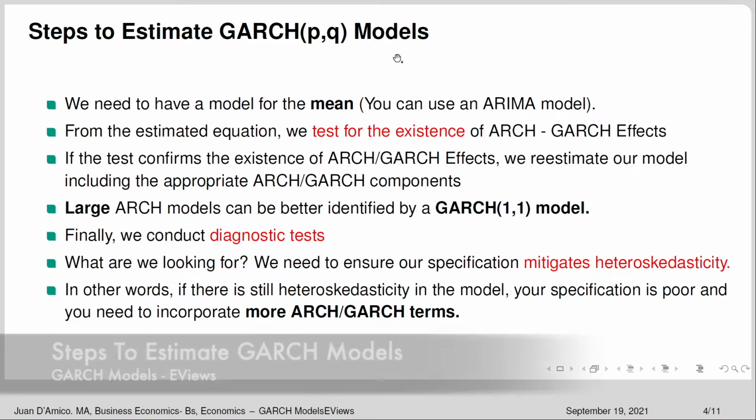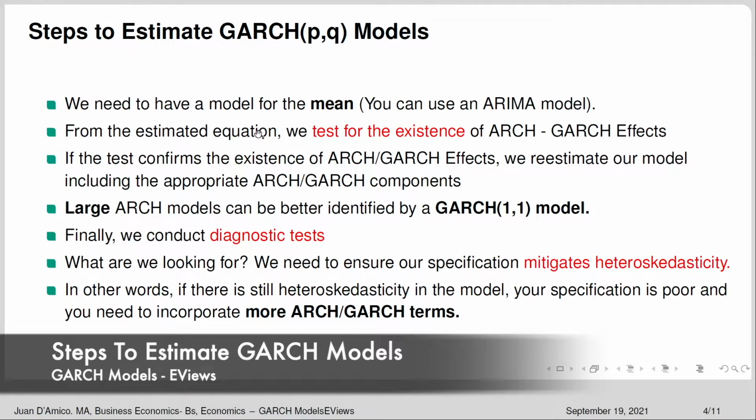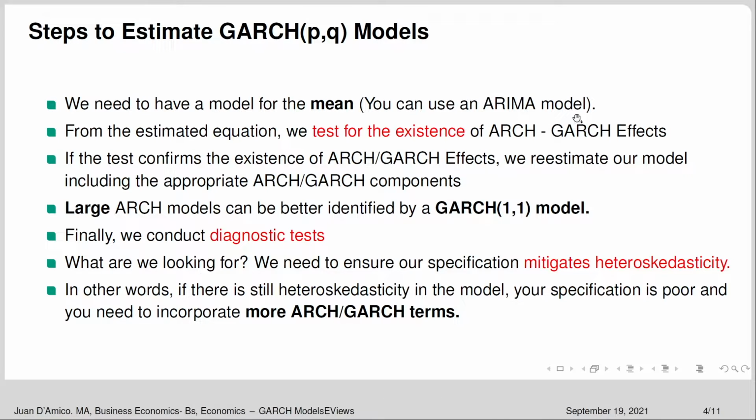So what are the steps to estimate GARCH models? Well, the first thing that we need to have is a model for the mean equation. You can do this by estimating an ARIMA model. Then from the mean equation that we are estimating, we need to test for the existence of ARCH and GARCH effects. If the test confirms the existence of ARCH-GARCH effects, we are going to re-estimate our model, including the appropriate ARCH and GARCH components. Large ARCH models can be better identified by a GARCH 1-1 model. So normally a GARCH 1-1 will satisfy our variance equation. And finally, we are going to conduct some diagnostic tests.